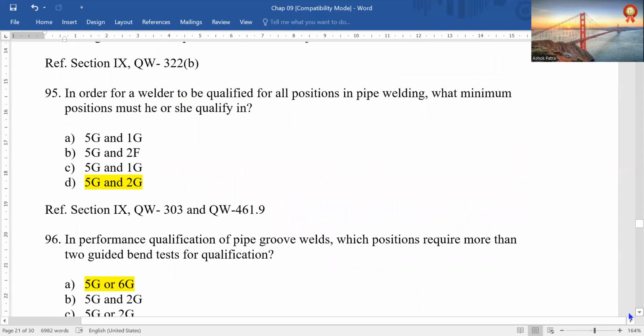In order for a welder to be qualified for all positions in pipe welding, at minimum he or she must qualify in 5G and 2G for all position, or 6G. In performance qualification of pipe groove welds, which position requires more than 2 guided bend tests for qualification? 5G or 6G.